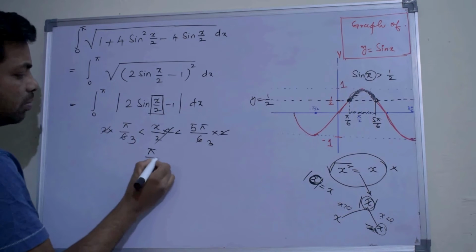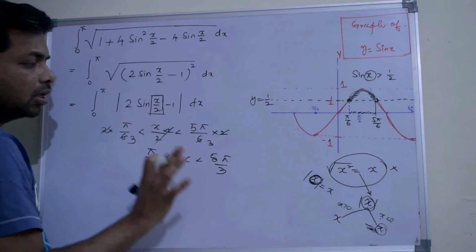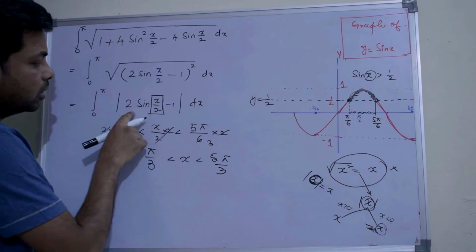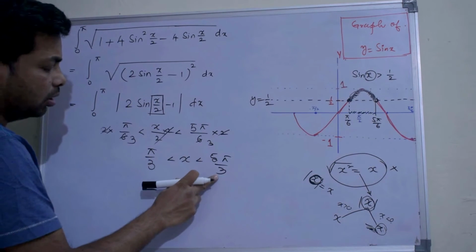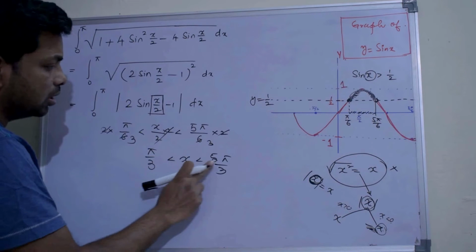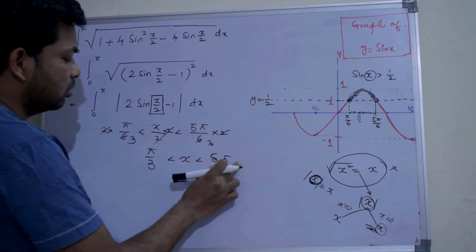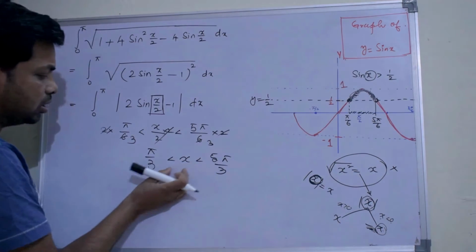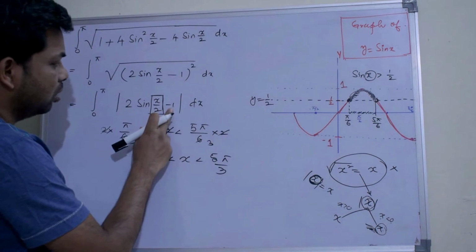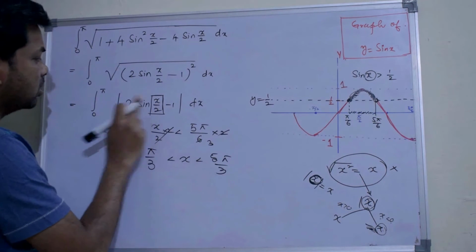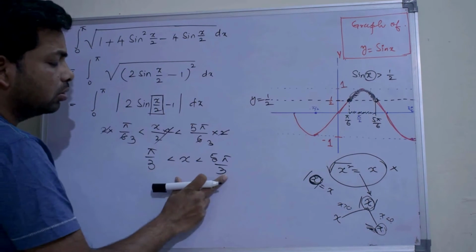So whenever x is in between pi by 3 to 5 pi by 3, the function inside the mod will become positive. Pi by 3 is 60 degrees and 5 pi by 3 is 5 into 60, which is 300 degrees. So whenever x is in between 60 degrees to 300 degrees, 2 sin x by 2 minus 1 will become positive. But here our x is in between 0 to 180, so we cannot take 60 to 300. We will take only 60 to 180.